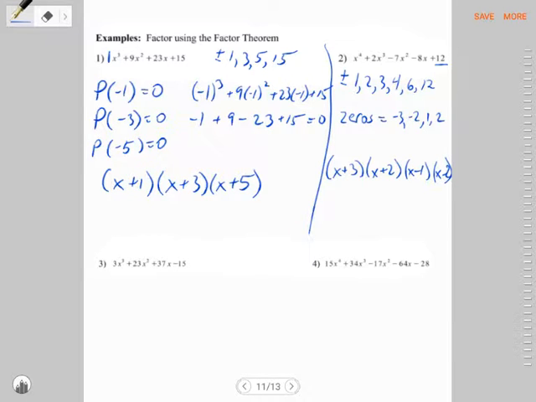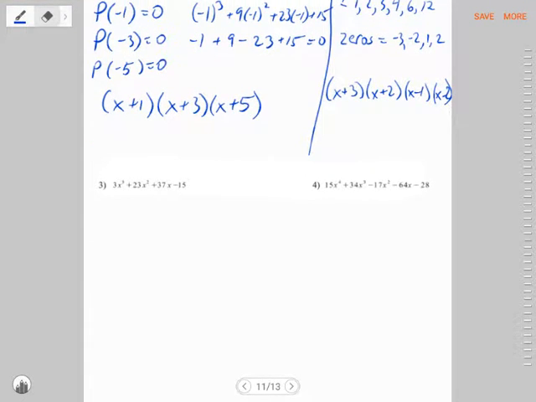Wow, it's just squeezed that in. Okay, so that's how we factor those. Okay, let's scroll this down a little bit. There we go. Alright, so if we look at number 3 now, so now 3 has a leading coefficient.